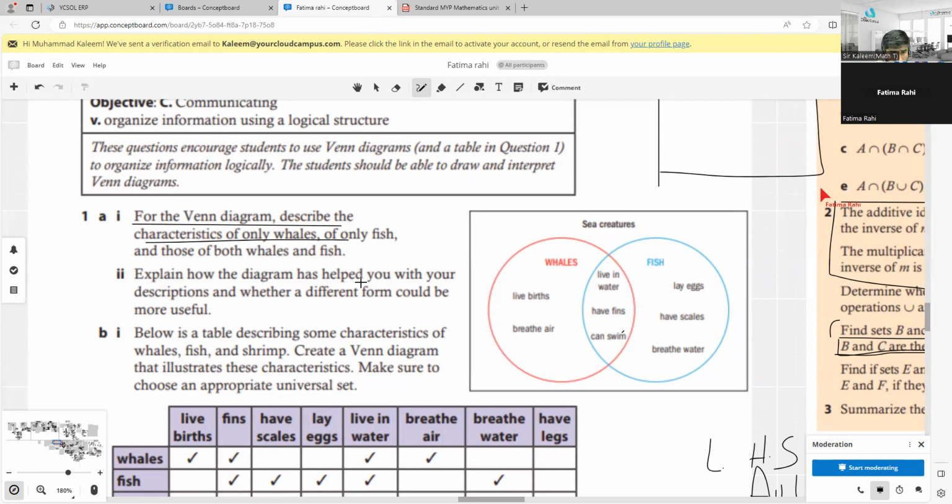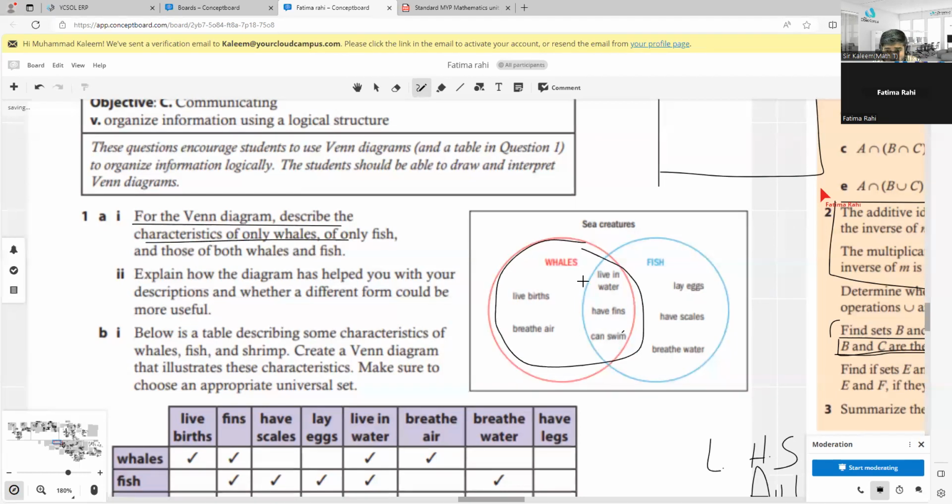Explain how the diagram has helped you with your description and whether a different form could be more useful. Okay, for the Venn diagram, describe the characteristics of only whales. Only whales. What are the properties of whales? It means you just have to tell the properties of whales only.